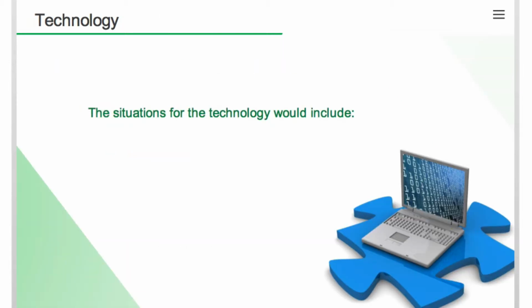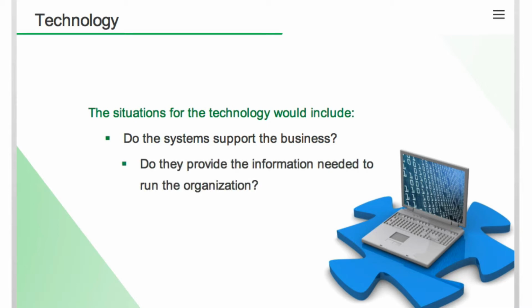The situations for the technology would include: do the systems support the business as required? For example, do they run efficiently? Do they provide the information needed to run the organization? For example, in terms of data being available for productivity.